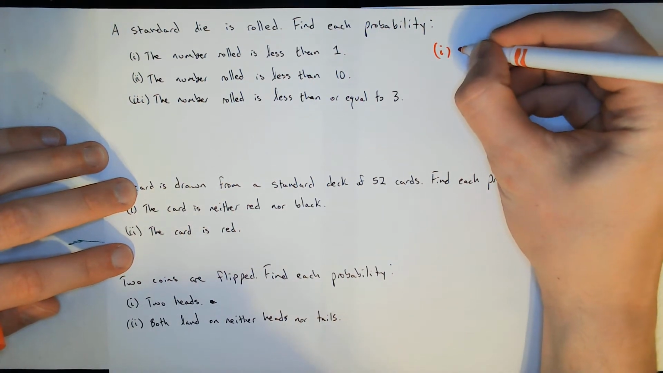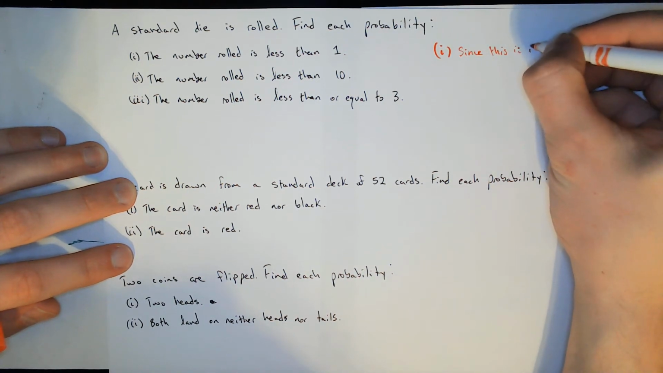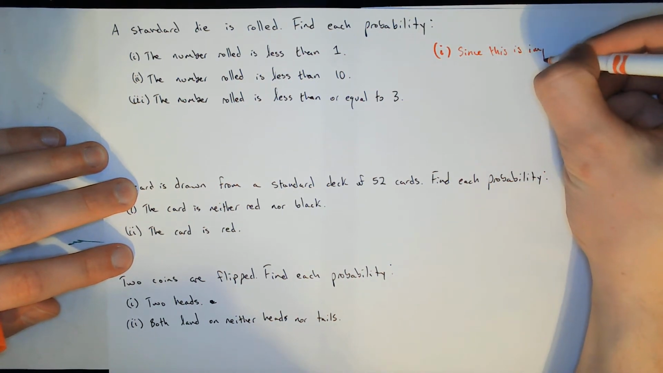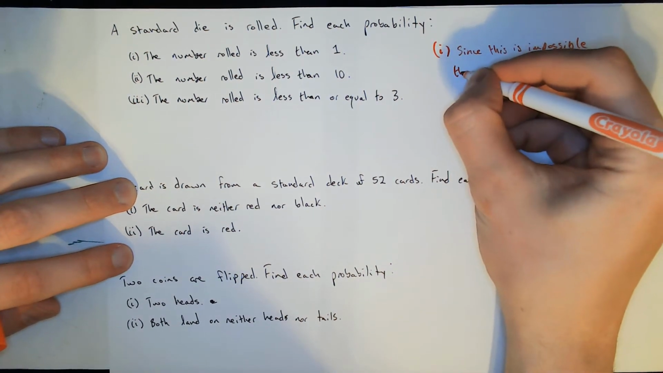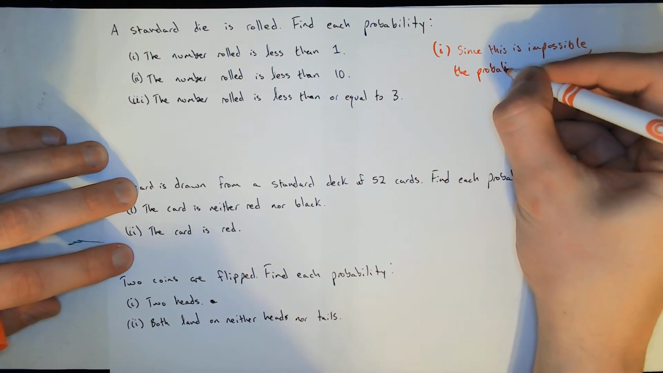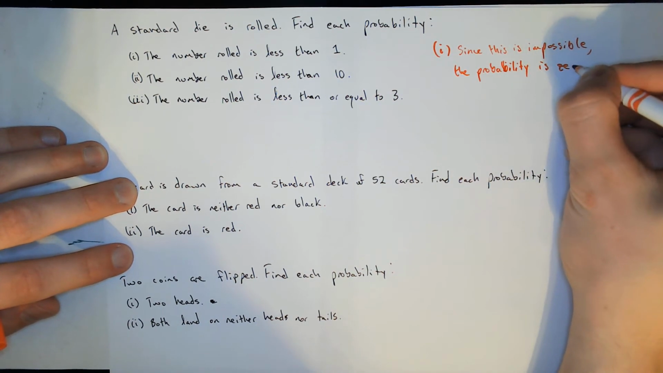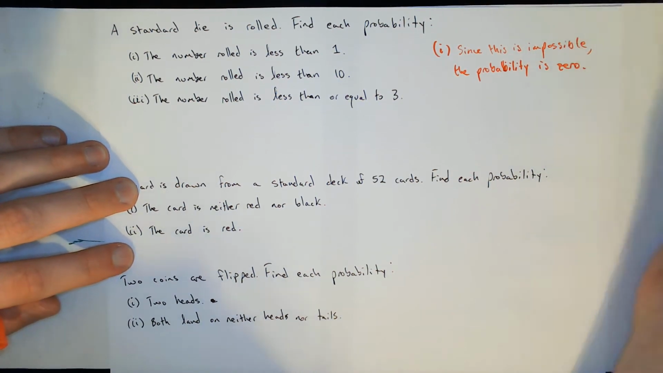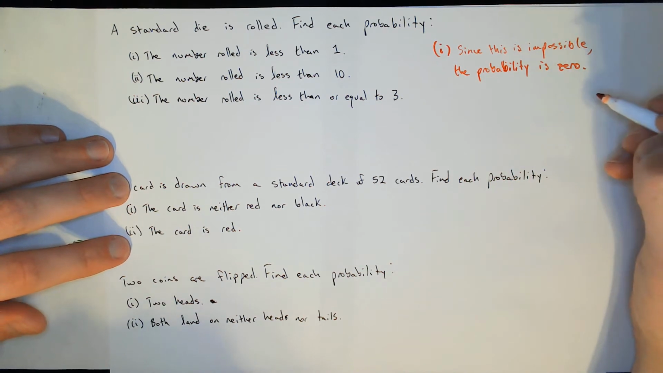So I'm going to say, since this is impossible, the probability, how do we measure that with a number? The probability is 0. That's how we measure it. 0 chance that that would happen.